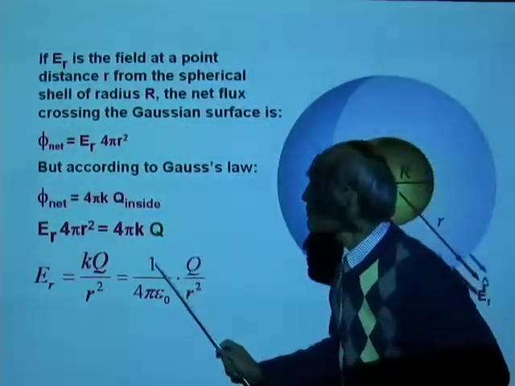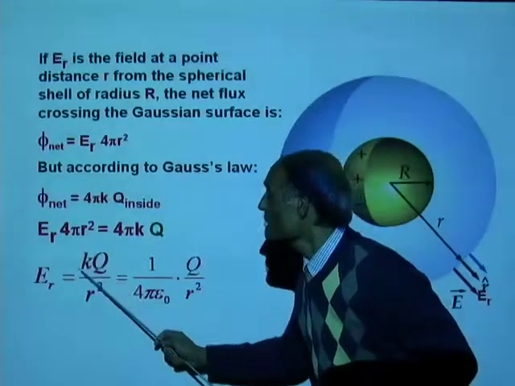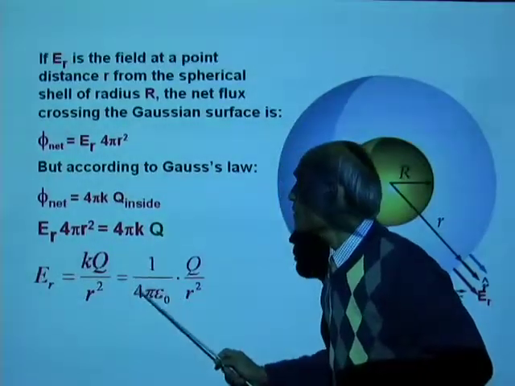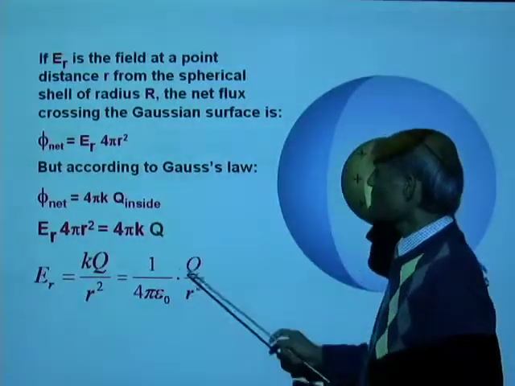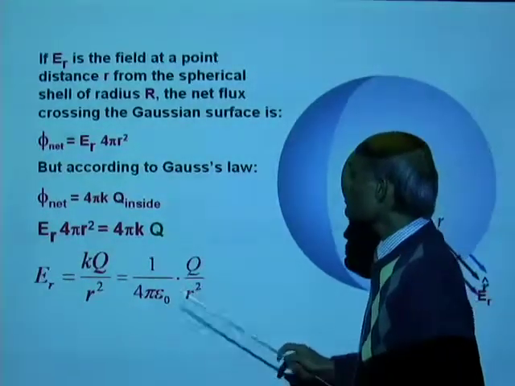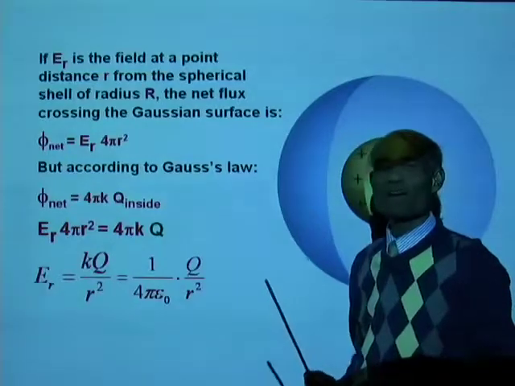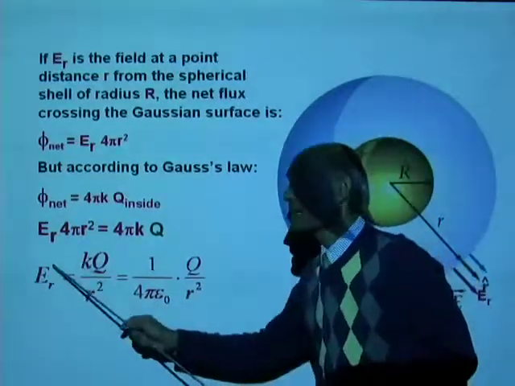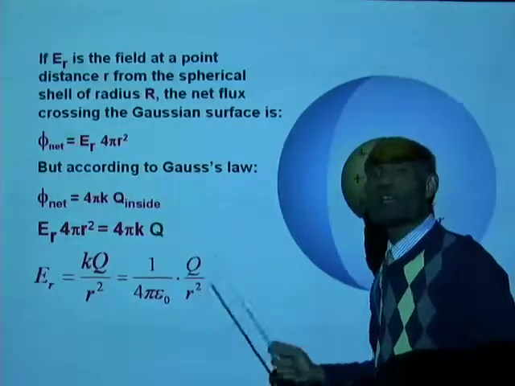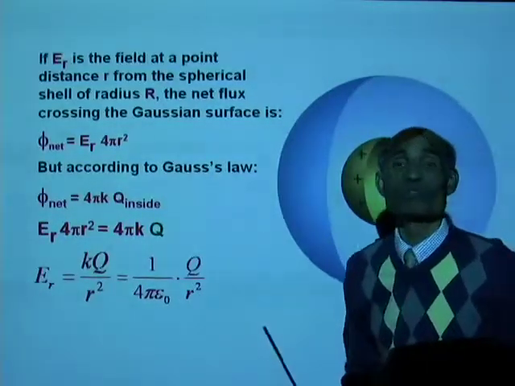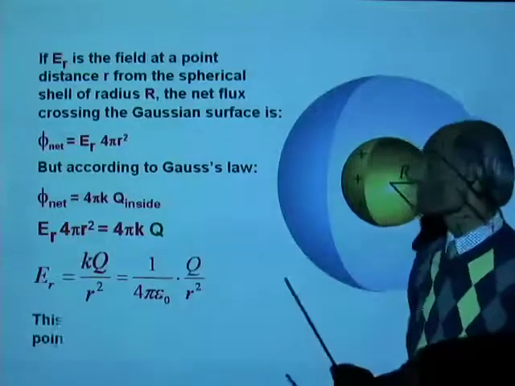And now, this is the same as if you use k equals 1 over 4 pi epsilon naught. It will be 1 over 4 pi epsilon naught times q over r squared. What does it tell you? It tells you the electric field varies inversely as the square of the distance from the center of the shell.